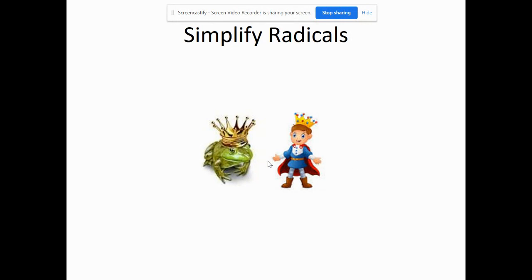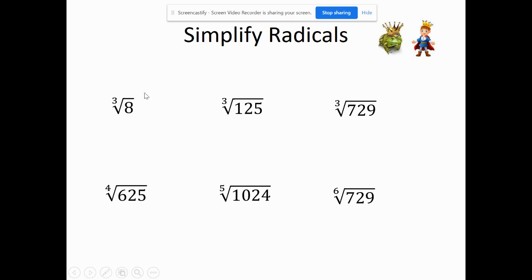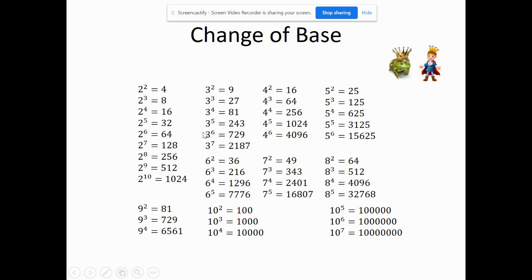You'll see our frog and prince here. We're going to change the way it looks, basically. And what this means is, this is the cube root of 8. So what that means is, what number times itself 3 times equals 8? Well, I used to have this little cheat sheet that I used in college.